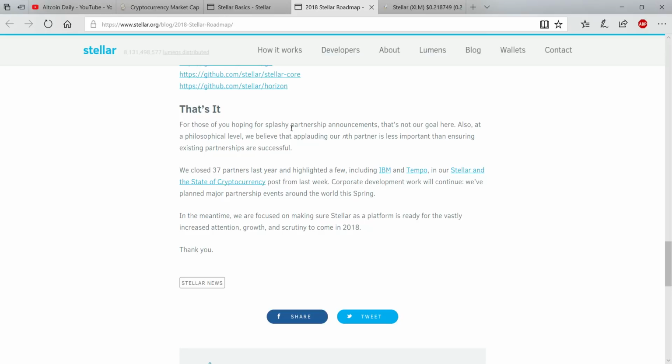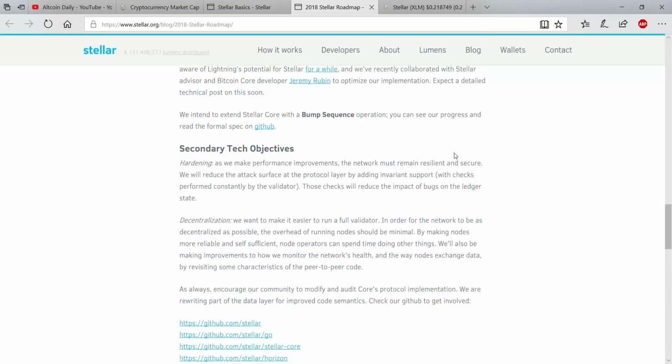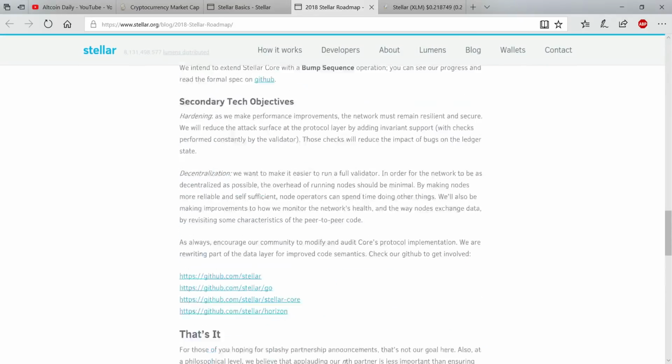Also, at a philosophical level, we believe that applauding our nth partner is less important than ensuring our existing partnerships are successful. We closed 37 partners last year and highlighted a few, including IBM, Tempo, in our Stellar and the State of Cryptocurrency post from last week. Blah, blah, blah. I think what they said right here is a winning attitude in my opinion. Keep your existing partnerships happy. Every successful businessman knows that your existing clients are more important than new clients, because that's how you're making your money, and that's how you're going to continue making your money if you're a business. And if you're a cryptocurrency, you want to keep your existing partnerships happy.